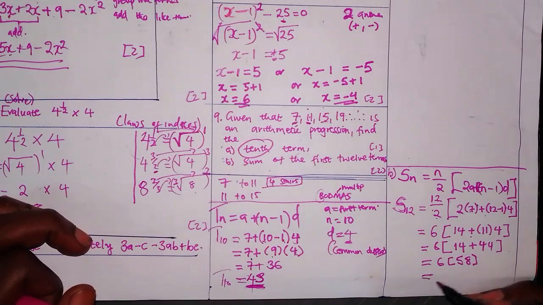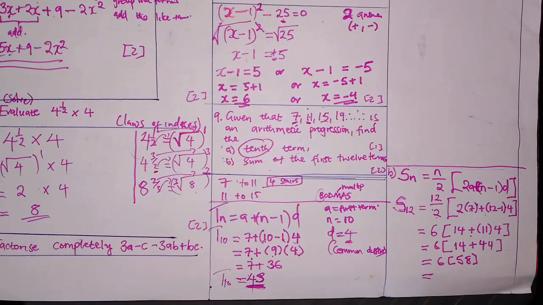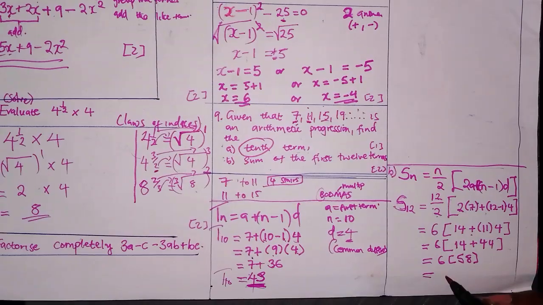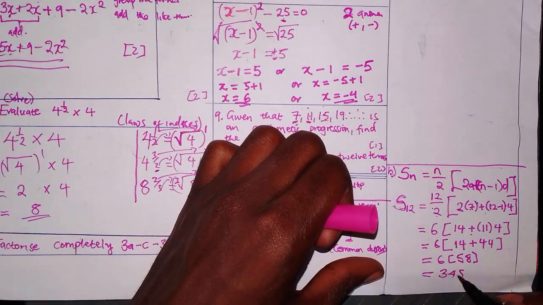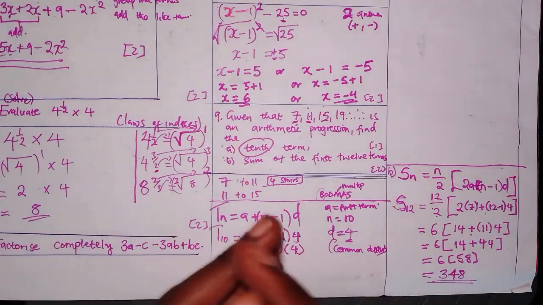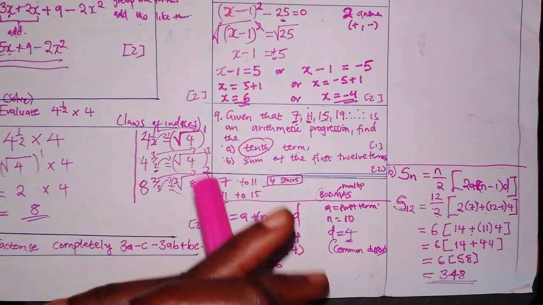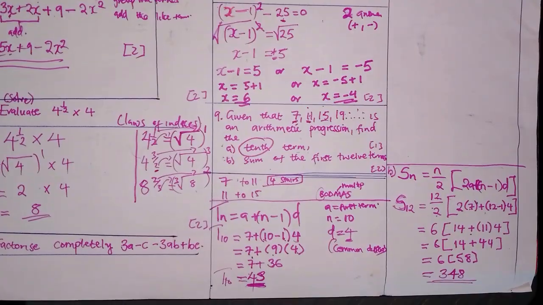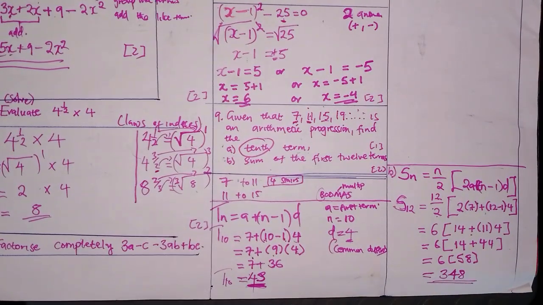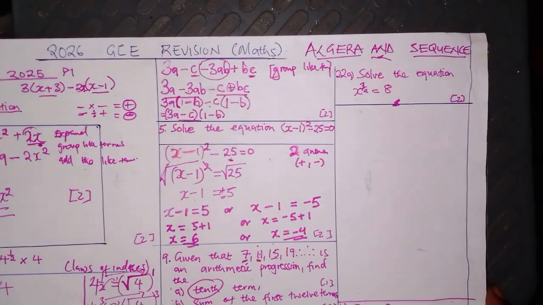Then if you multiply now, 6 multiplied by 58, you have 348 as your final answer. Yeah, so this is how you can solve arithmetic progression and algebra questions. So looking at the final question in our episode 1 of this 2025 revision is our equation.